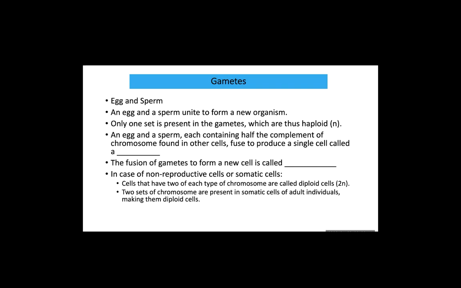When oocyte and sperm fuse together, it generates a new organism. Only one set is present in the gamete because the egg has only a haploid set of chromosomes, same as a sperm has a haploid set. Thus, the gamete only has a haploid. When an egg and sperm, each containing half of the complement of chromosomes, fuse together, they produce a single cell. We call this single cell a zygote. And the fusion of gametes, such as egg plus sperm, we call this phenomenon fertilization.